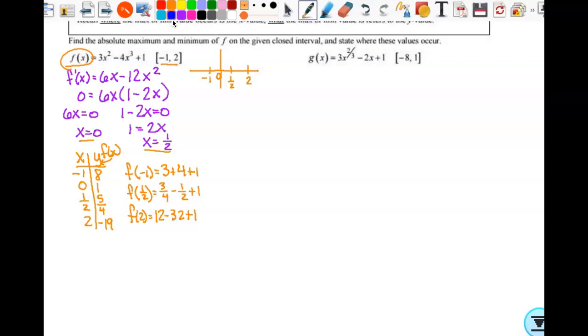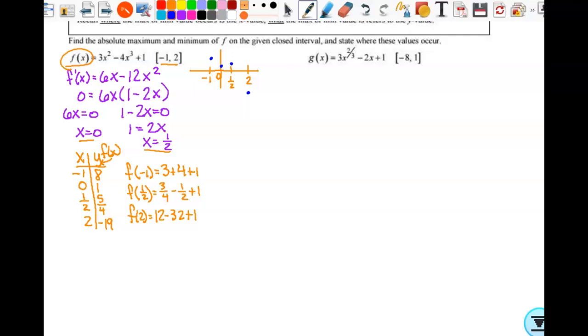So at -1, I'm at 8. That looks good right there. At 0, I'm at 1. At 1/2, I'm at 5/4, which is a little bit more than 1. And at 2, I'm at -19, way down here. So I found 4 ordered pairs. One of them is the maximum, one of them is the minimum.